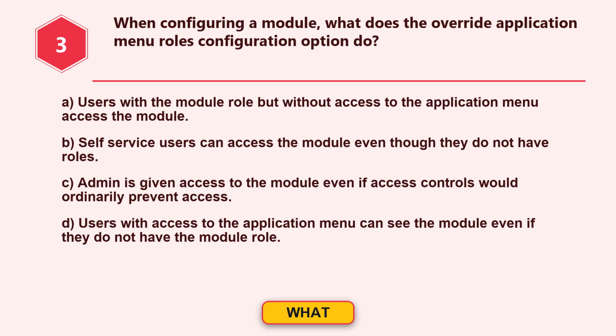When configuring a module, what does the Override Application Menu Roles Configuration option do? Option A. Users with the module role but without access to the application menu access the module. Option B. Self-service users can access the module even though they do not have roles. Option C. Admin is given access to the module even if access controls would ordinarily prevent access. Option D. Users with access to the application menu can see the module even if they do not have the module role.